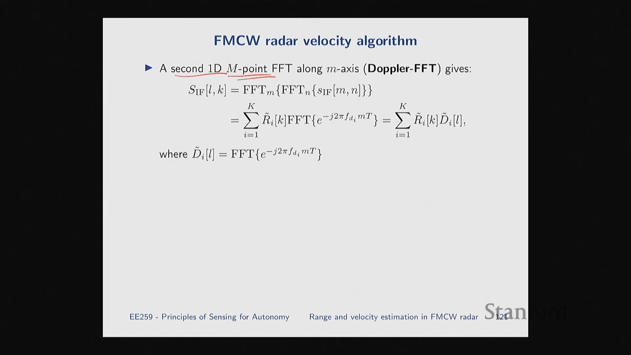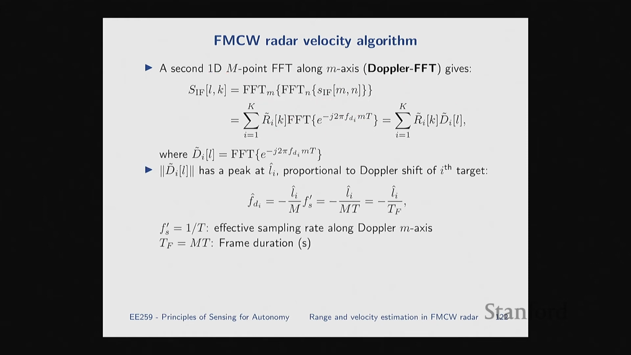So now you do a second one-dimensional M-point FFT along the M axis. This is called Doppler FFT or Doppler processing. So now we take the FFT over M of the already FFT'd, or pre-processed, IF signal, and this time you can take the R tilde out of the FFT because that does not depend on M, so you just FFT this complex exponential term, and let's call that D tilde I of L. Okay? So D tilde I of L will show peaks at indices L that are proportional to the Doppler shifts or Doppler frequencies of individual targets.